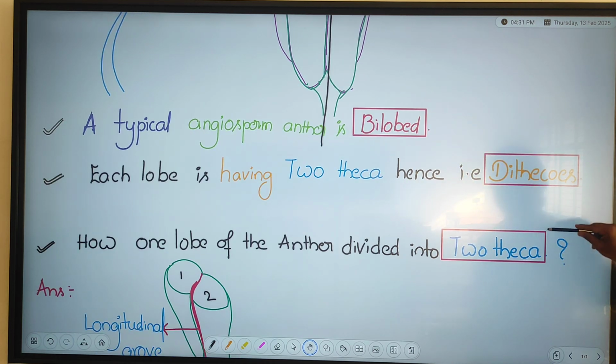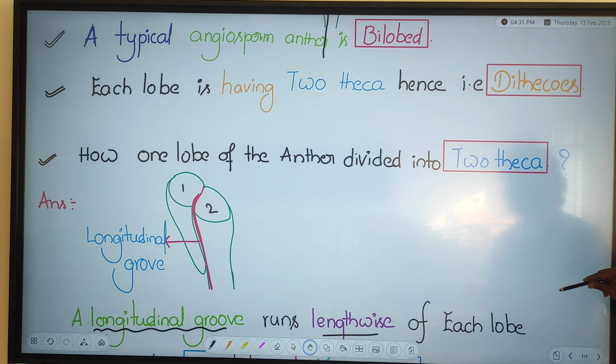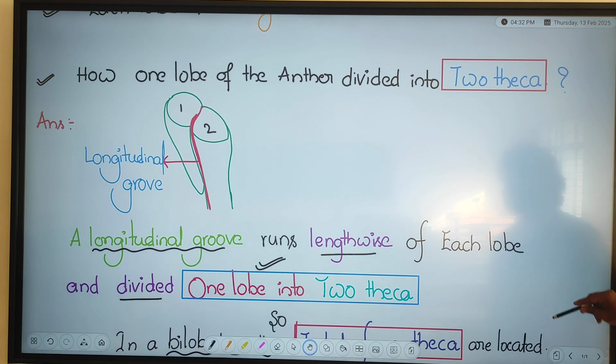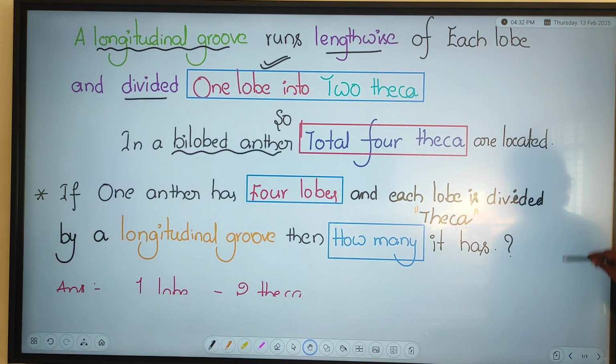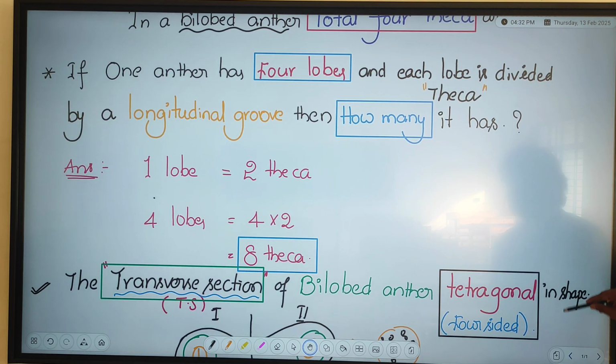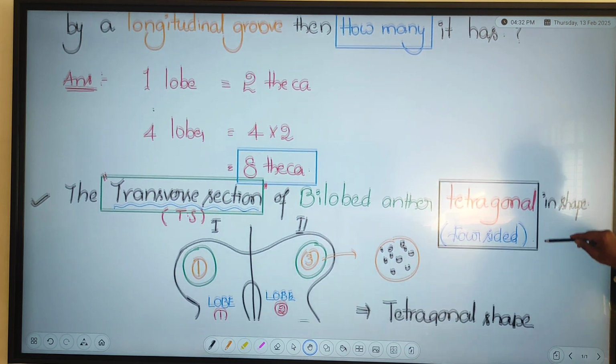Wherever the blocks are given, those are important questions for descriptive answers as well as for the NEET examination, competitive examinations. Please note that. This is the application question that has been given. Please go through this.